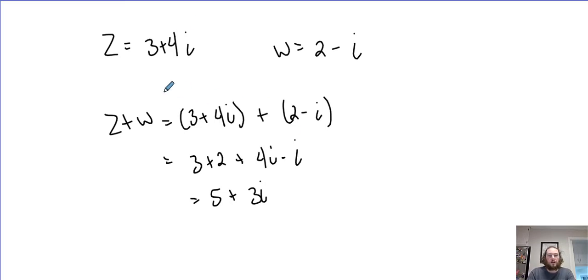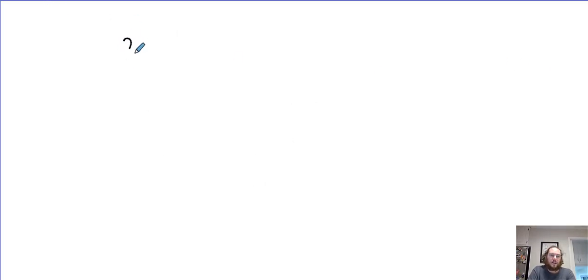We could also multiply and divide complex numbers as well. So, for example, if I wanted to take complex number z here, 3 + 4i, and multiply it by, say, 3, so 3z would be 3 times (3 + 4i).